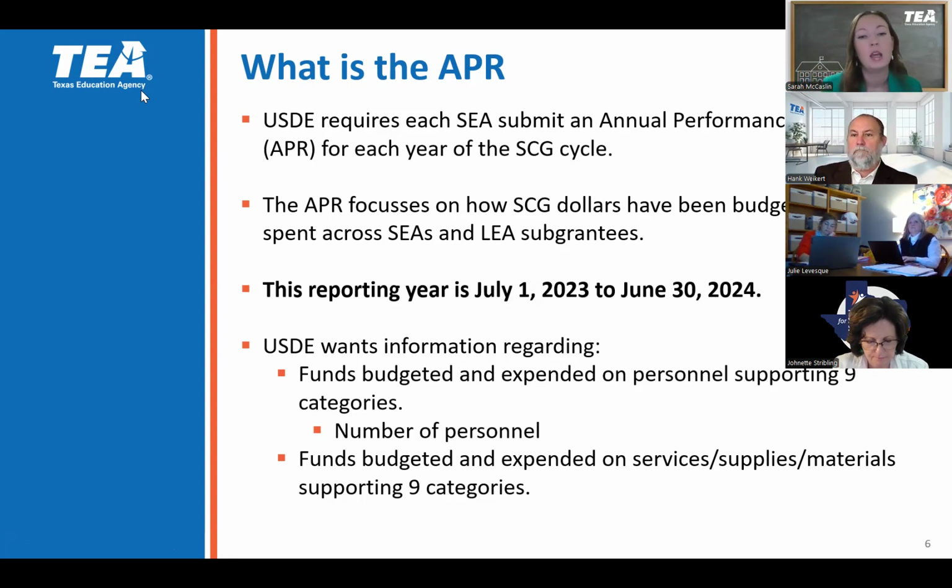predetermined categories. And then they also want to know funds that were budgeted and funds that were expended on services, supplies, and materials, supporting those same 9 predetermined categories. So this is pretty straightforward in your APR fillable worksheet. If you have not opened that up until this point, I would definitely suggest going ahead and pausing, going to the Texas Center for Student Support's webpage, getting into that locker, and if you scroll down to the bottom, you'll have access to all of the APR tools and resources, and the APR fillable worksheet is one of them.